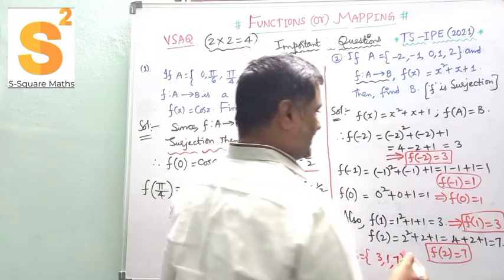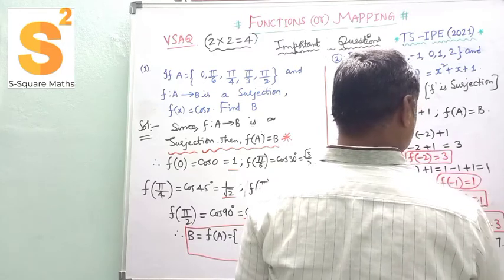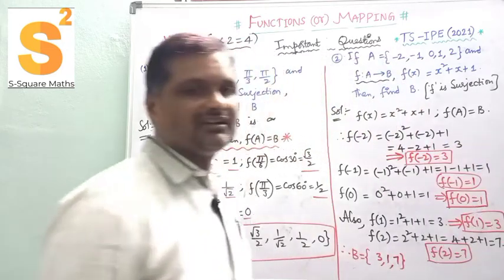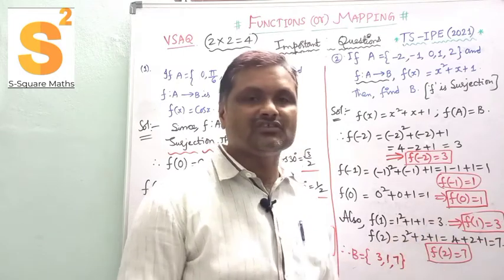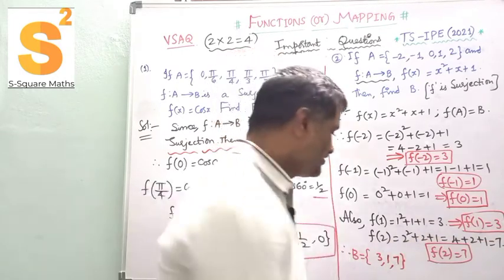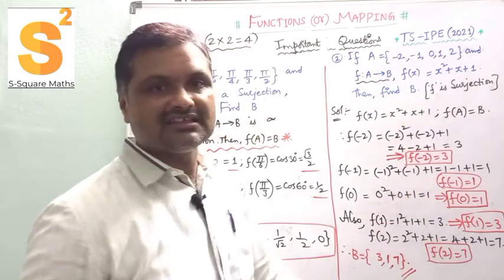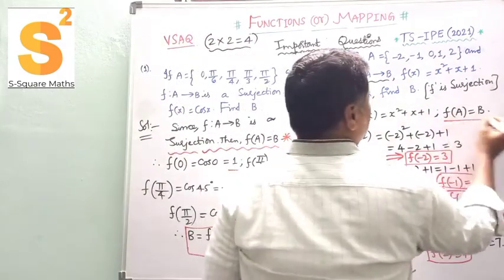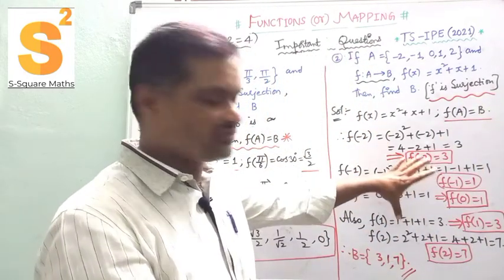Like this we got various values: 3, 1, 1, 3, 7. In a set, elements are not repeated, so be aware of it, and this is our B, our f of A. Please make it and be cautious while doing the values.